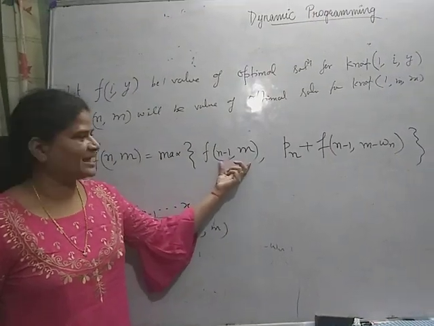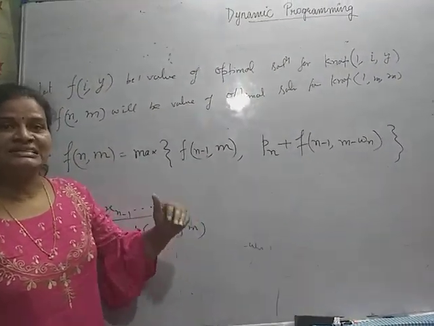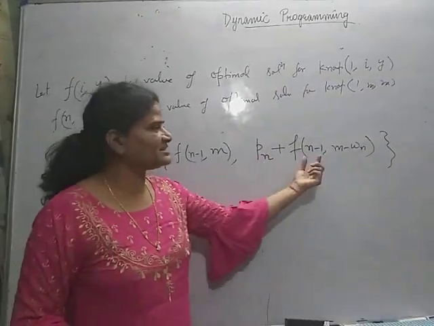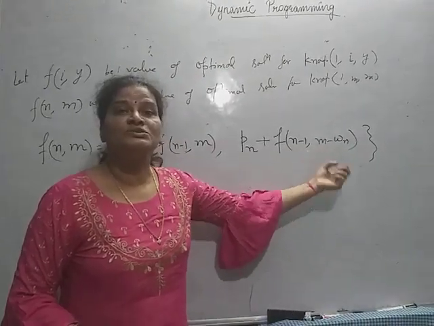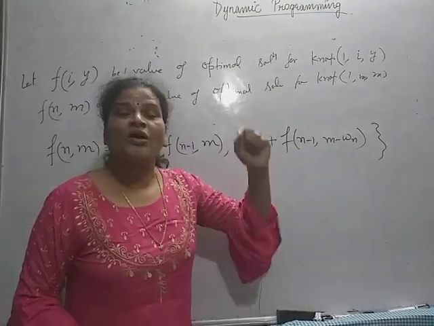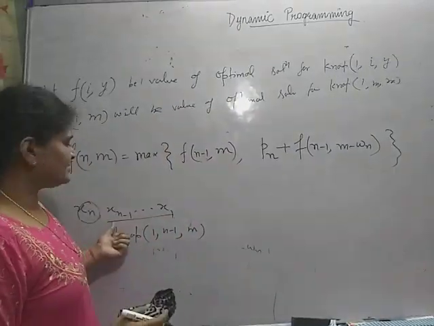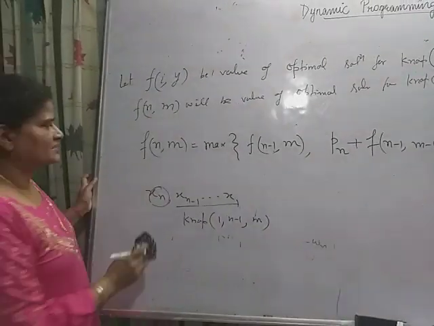Fn minus 1 m is simply the value when the nth object is excluded, and Fn minus 1 m minus W1 is the value of the optimal solution when the nth object is included, written in terms of the resulting state after taking the decision for the nth object.